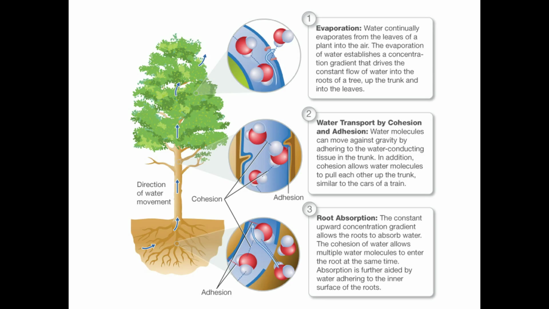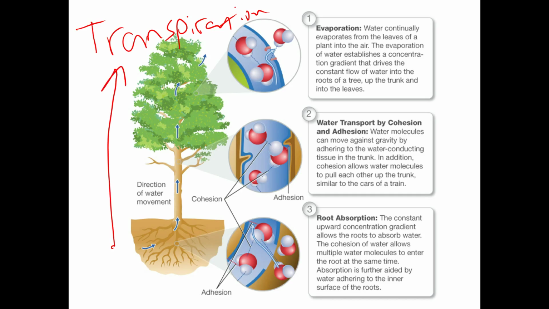Looking at an application of this process of the adhesion and cohesion of water, here we have a process we call transpiration. Transpiration is the method by which plants pull water molecules from the roots up through the shoot to the top of the tree.